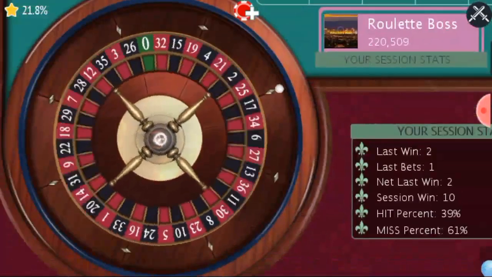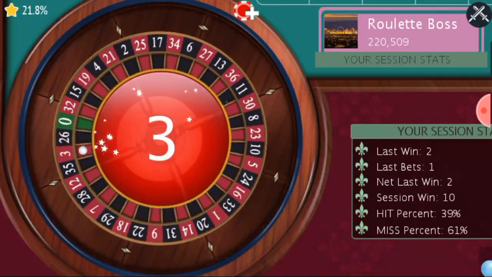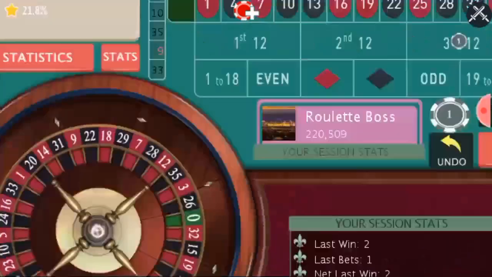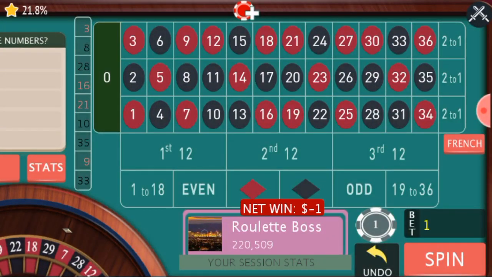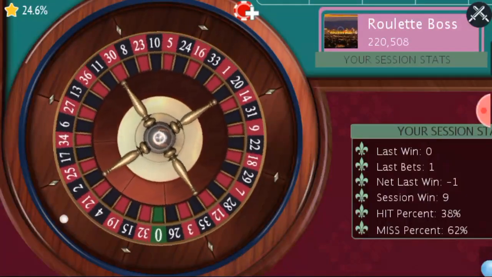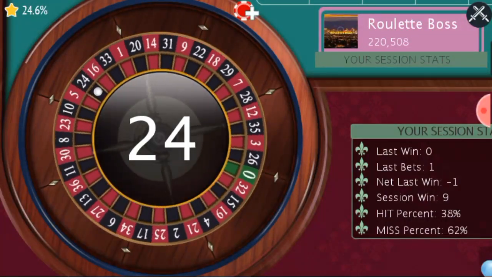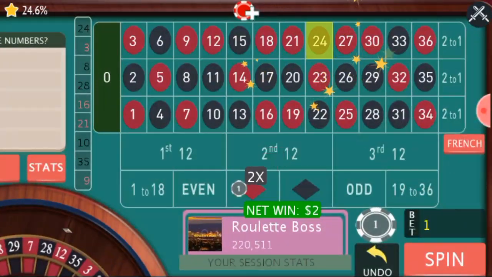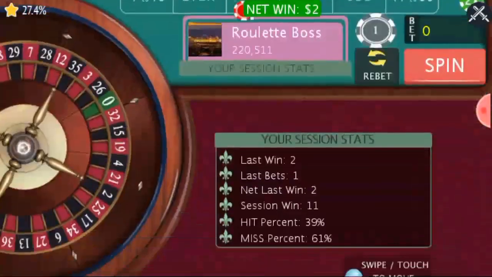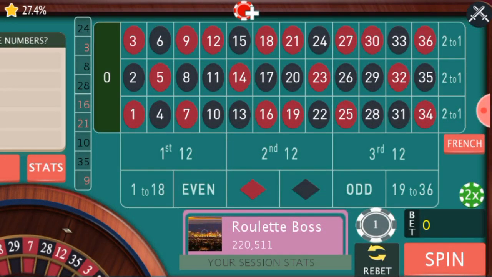Spin number 1. Lose spin number 1. Spin number 2. Have a hit on spin number 2. So we have made 1 unit in profit. We are up to 11 units. So I'm going to restart the progression again.